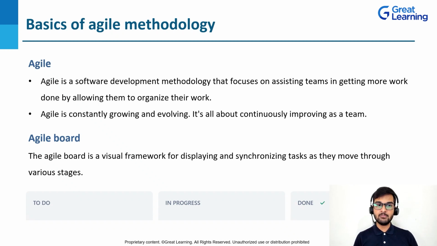Now, what is an Agile Board? The Agile Board is a visual framework for displaying and synchronizing tasks as they move through various stages. First of all, we have a task. Then the task is in progress. And then finally the task is completed. There can be several other factors as well that we need to consider, and all of that can be customized in the Jira project management tool. But the Agile Board, as you can see on the screen, is a small screenshot that I had taken from the Jira platform: To do, in progress, and done.